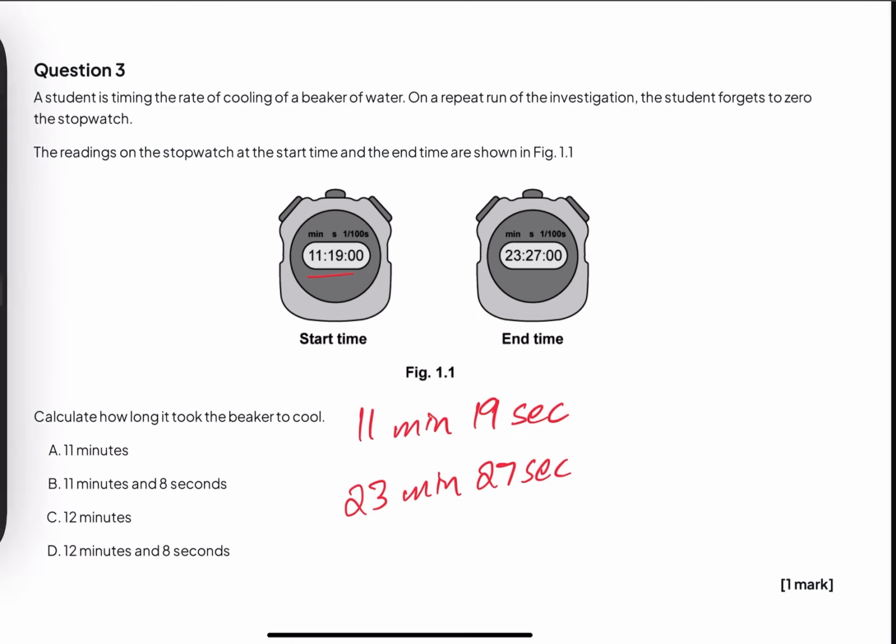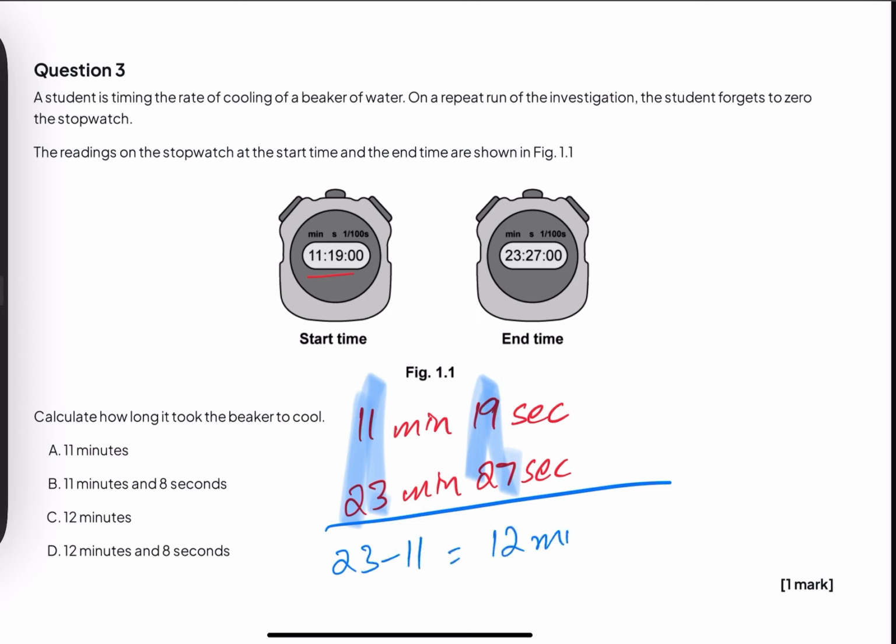Okay, so we have to subtract minutes from the minutes, and seconds from the seconds. So 23 minus 11 will give us 12 minutes, and 27 minus 19 gives us 8 seconds. So it will be 12 minutes 8 seconds. It's option D.